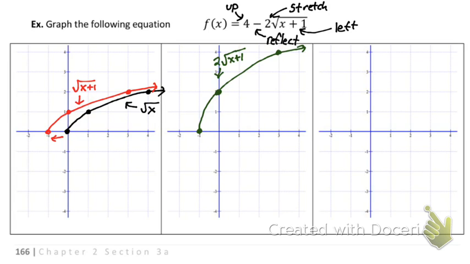Now we're going to handle that negative sign. The negative sign just reflects it across the x-axis. So these points are all going to get flipped down there. We're just going to flip it down there to take care of that negative sign.